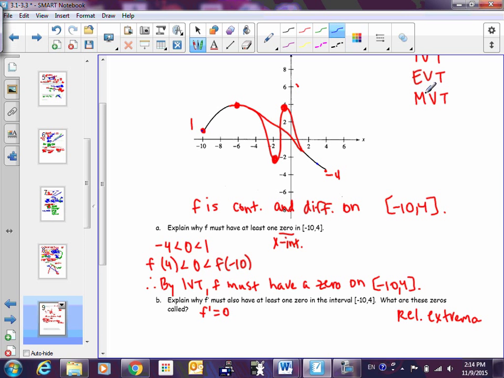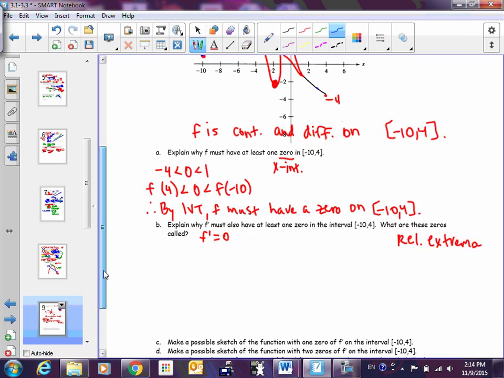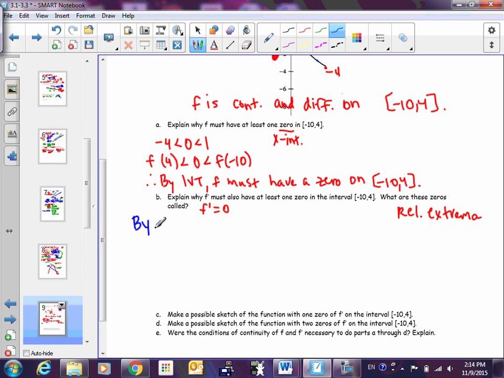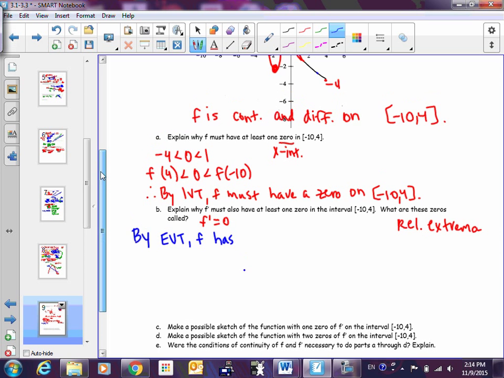So what we got to do instead is we're going to use EVT. And you may not really know why or where it's going, but let's just think. We can use EVT, and what does EVT say? Like if I said by EVT, F has, well, like what does that tell us? Has an absolute max and min. Okay, now I'm going to be more specific here because I don't really care about the max and the min.